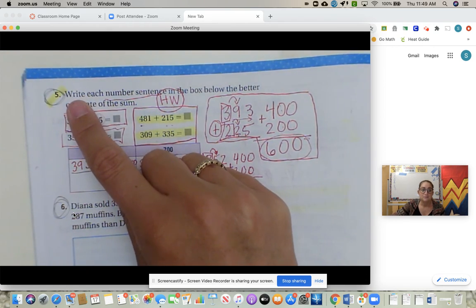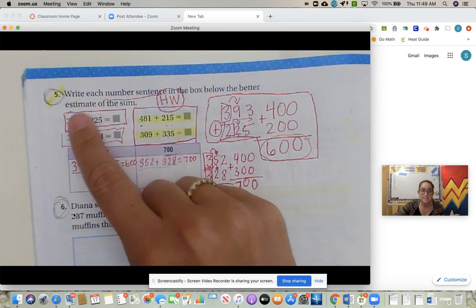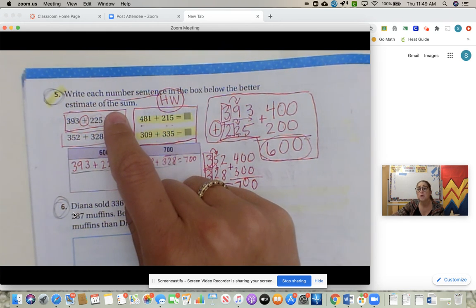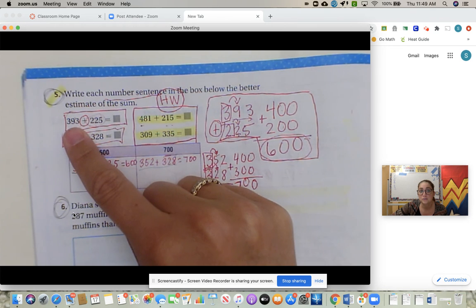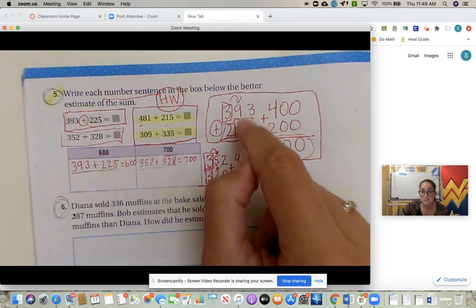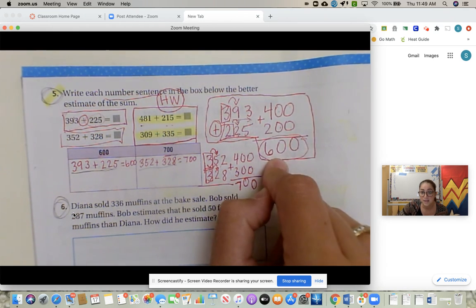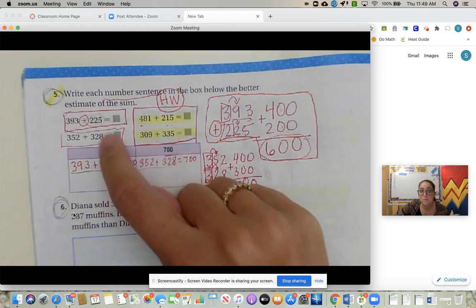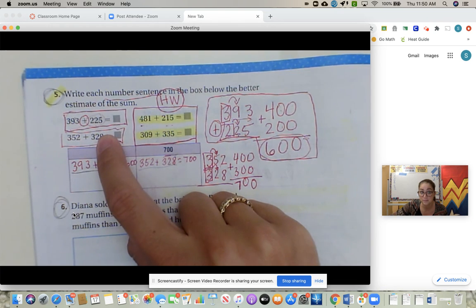So, number 5, write each number sentence in the box below, the better estimate of the sum. That sounds so confusing, but all it's asking you to do is what you already know how to do. And that is, you are going to rewrite this number sentence on top of each other. Then you're going to round and add. So there are 4 problems within this one problem. We did two of them.